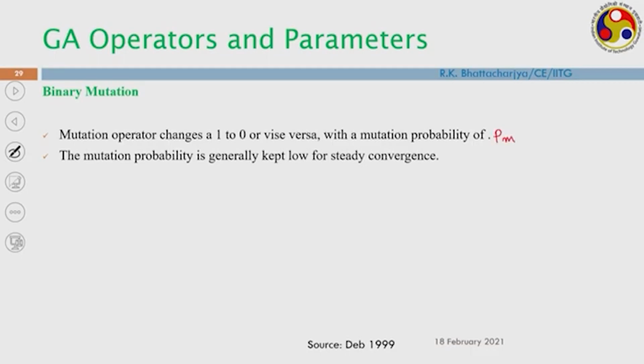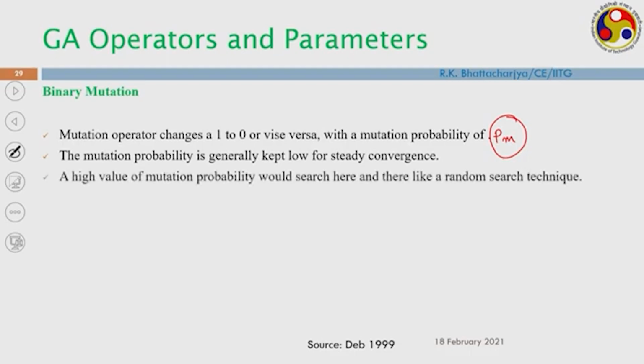Just like the crossover probability, here also we define a mutation probability, but the mutation probability is generally kept very low for steady convergence. Otherwise you are moving here and there, and you may not converge towards the optimal region. Therefore, the mutation probability is generally kept very low. A high value of mutation probability would search here and there like a random search technique.